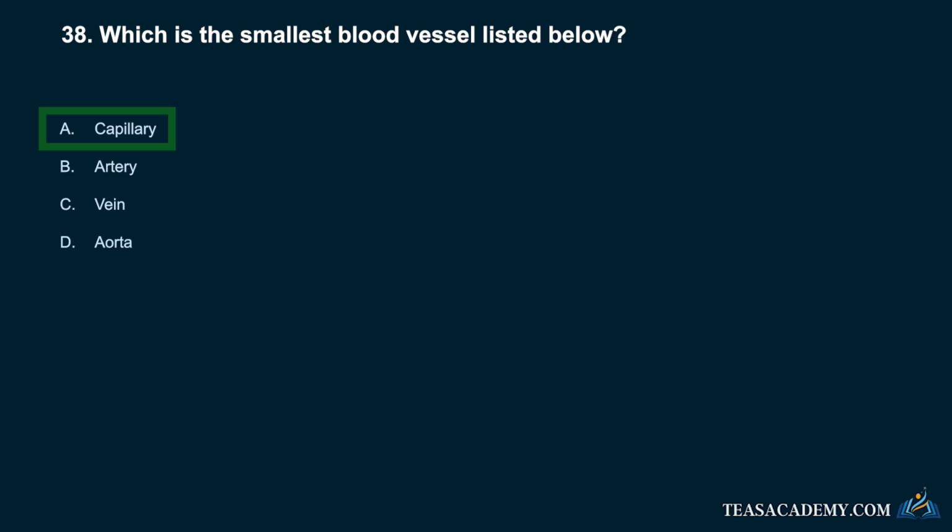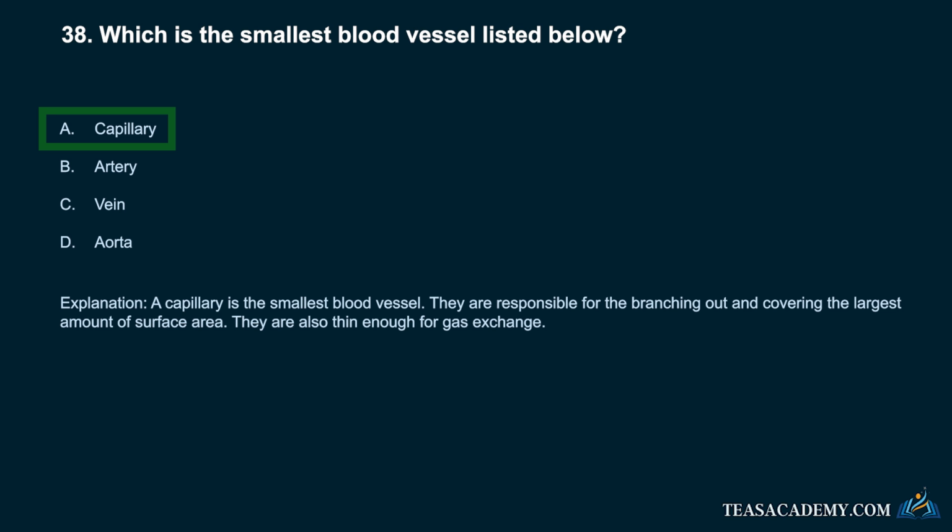Correct answer, A. Capillary. A capillary is the smallest blood vessel. They are responsible for the branching out and covering the largest amount of surface area. They are also thin enough for gas exchange.